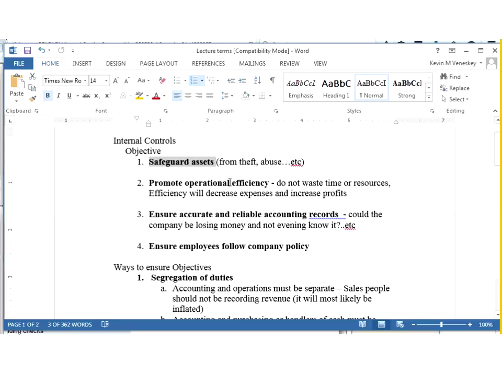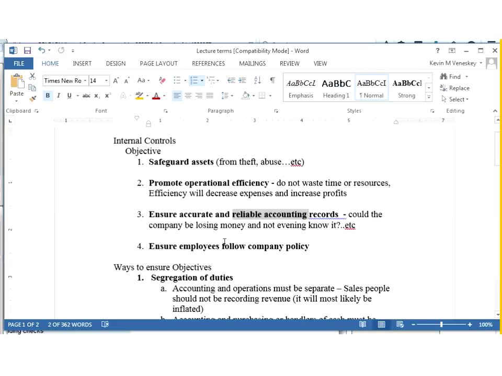You don't want to do things twice as hard if it doesn't need to be, or twice as long, or use twice as many supplies. So cutting down any extra work that doesn't need to be done. Making sure your accounting records are reliable. If they're not, you could be losing money and you didn't even know it. You could have extra money coming in and you weren't aware that that was a profitable side of the business, and you maybe cut it out just because you didn't know.